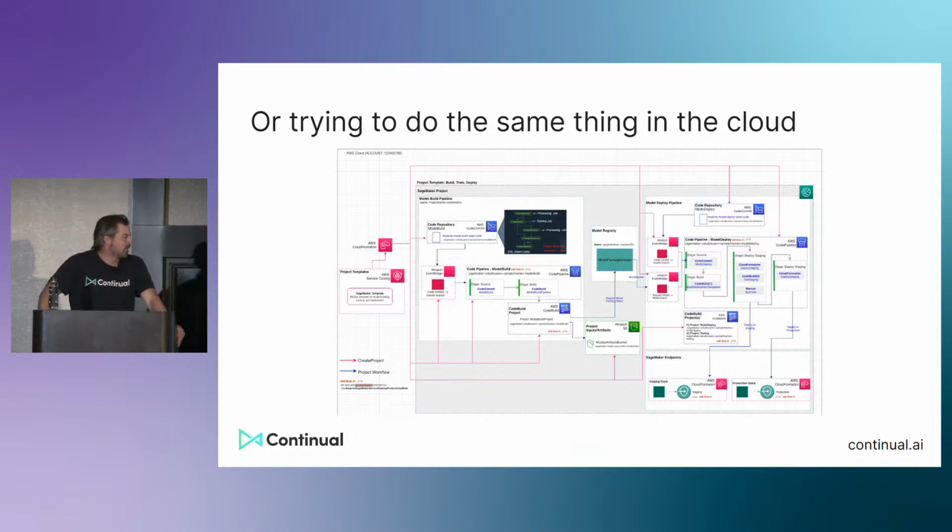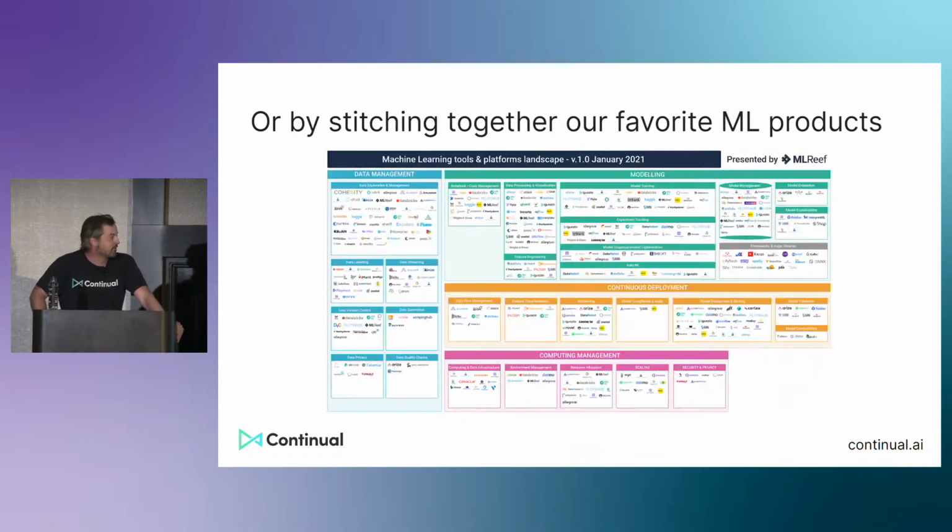We all know that the clouds, they're stretched thin, right? They can't build awesome UIs. So maybe the right thing to do is to look at all the startups, maybe not Continual, but look at all the other startups doing different things in the MLOps ecosystem. And so here, you're left with the MLOps ecosystem.